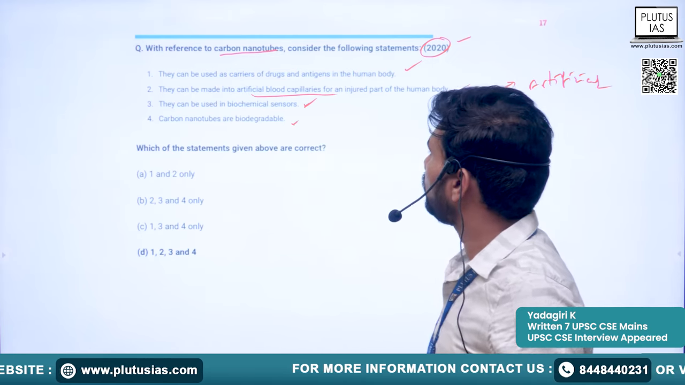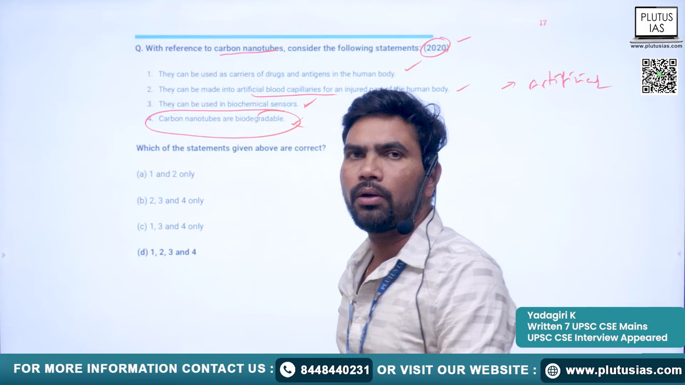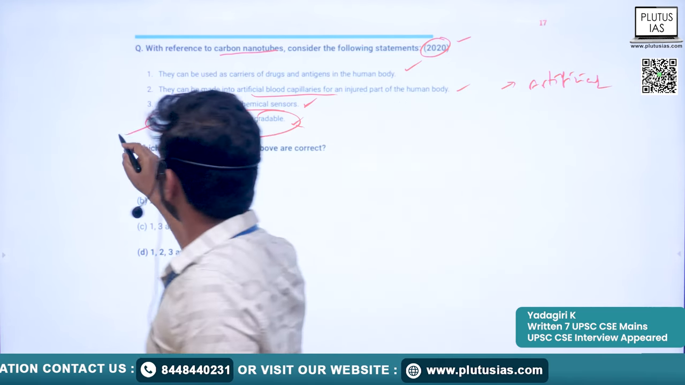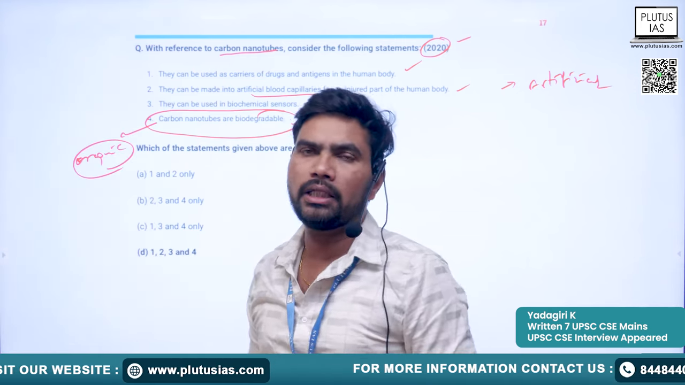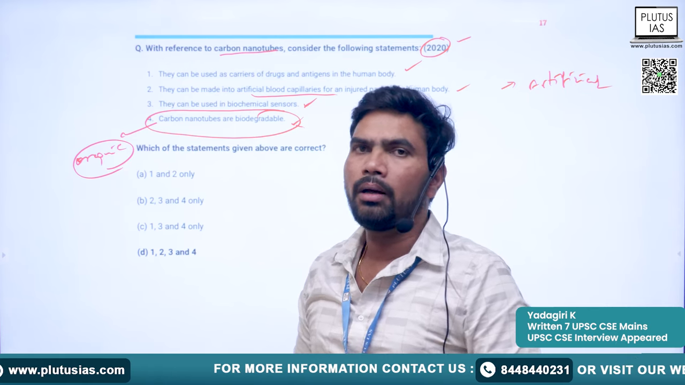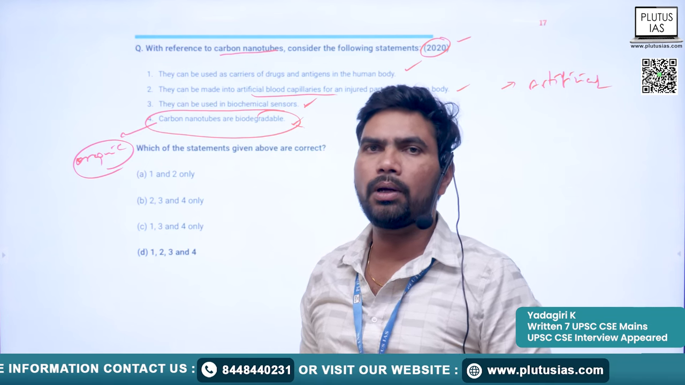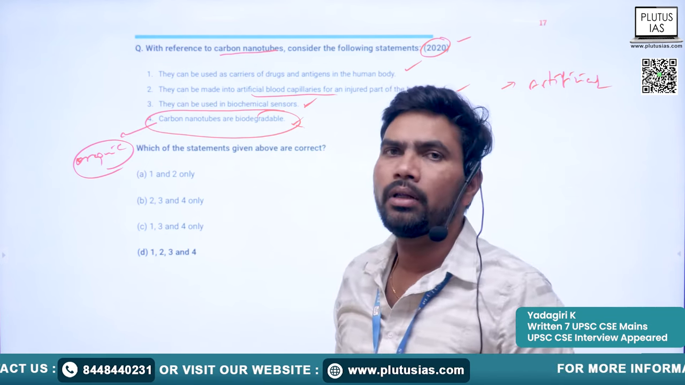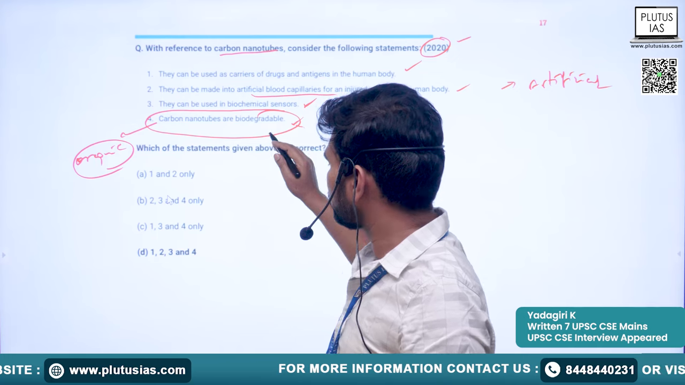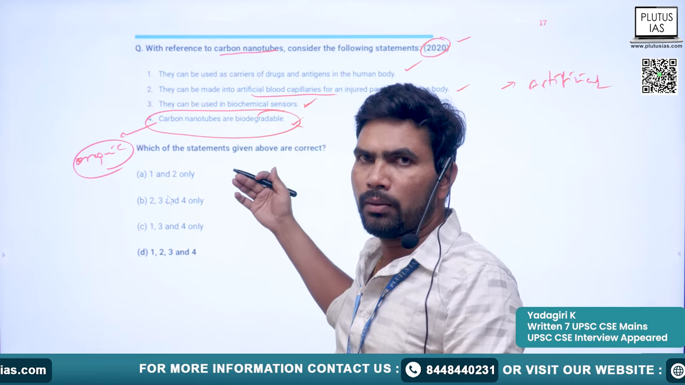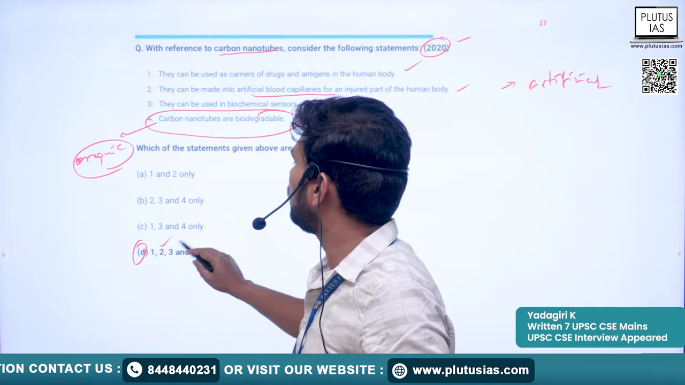Fourth option, carbon nanotubes are biodegradable. Yes, so when it comes to carbon nanotubes, these are biodegradable because carbon is organic. So they are biodegradable, but some kinds of nanoparticles are not biodegradable. For example, I gave an example, microplastics, they are not biodegradable. So in that case, they become harmful to the environment. Right. Because of this advantage only, the biodegradability, they have become more and more popular. So the correct option is option D, options 1, 2, 3, 4.